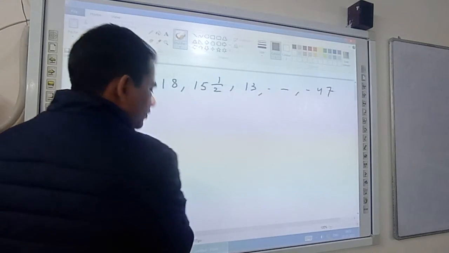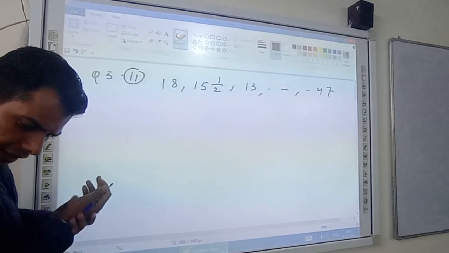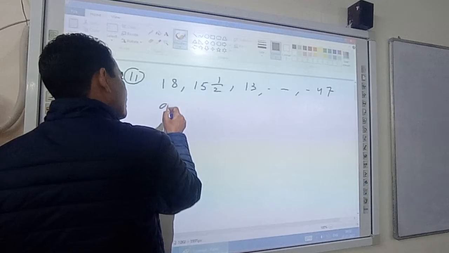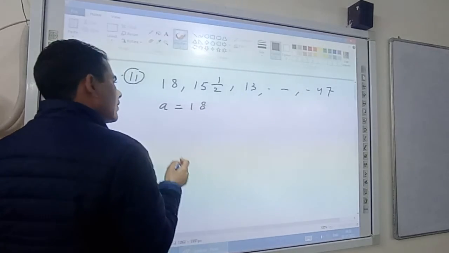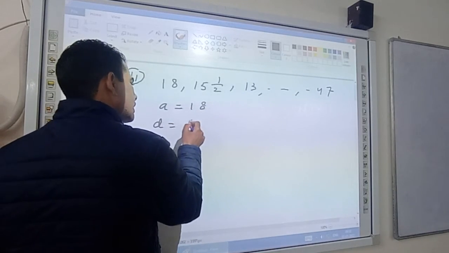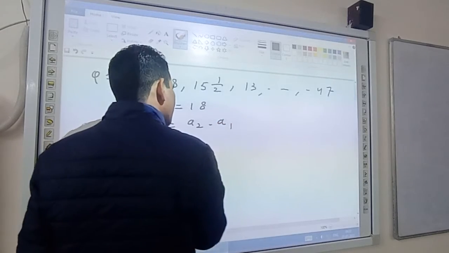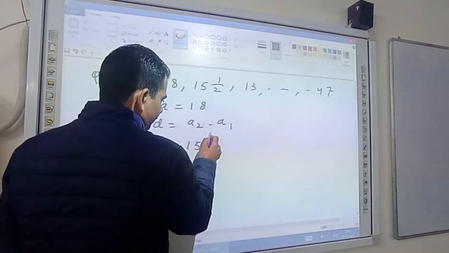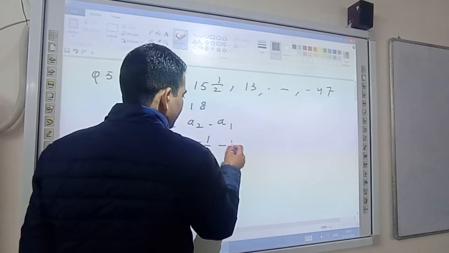What is your first term? Find the number of terms. What is the common difference? A2 minus A1, 15 and a half minus 18.